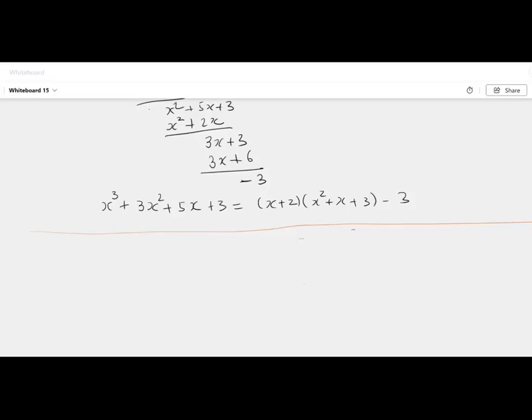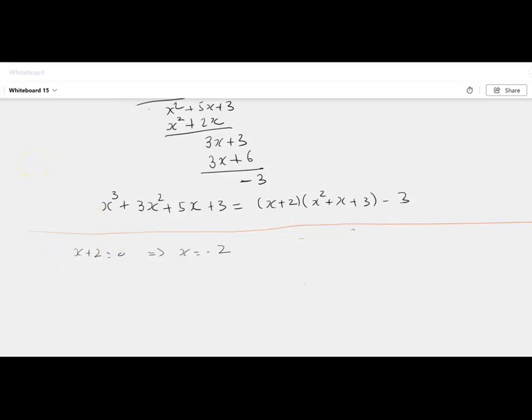The same result can be obtained by what is called synthetic long division. And this is how synthetic long division is performed. You start by setting x plus 2 equal to 0, which means x is equal to minus 2. And then we just look at the coefficients of the terms in p of x.